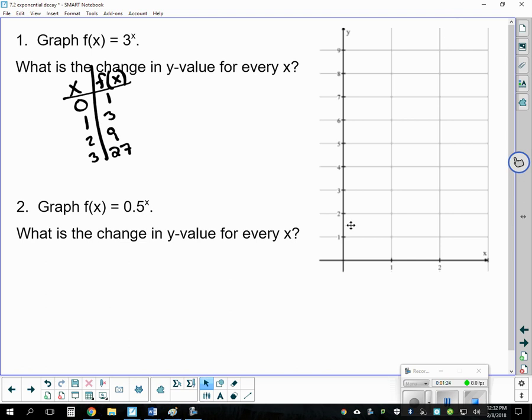Okay, so I can plot these. 0, 1, 1, 3, 2, 9, and I'm off my graph. And we remember that this is a, again, I'm sorry, this is going to be weird because my computer is going so slow.